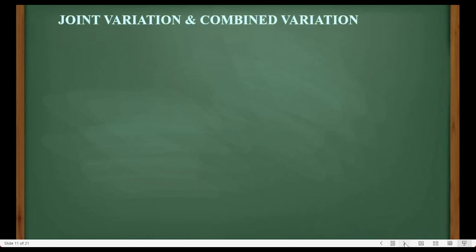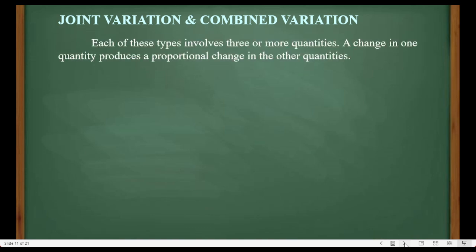Next, we have the remaining types or kinds of variation, and these are the joint and combined variation. Now, each of these types involves three or more quantities. A change in one quantity produces a proportional change in the other quantities. Okay, let us start with the joint variation.